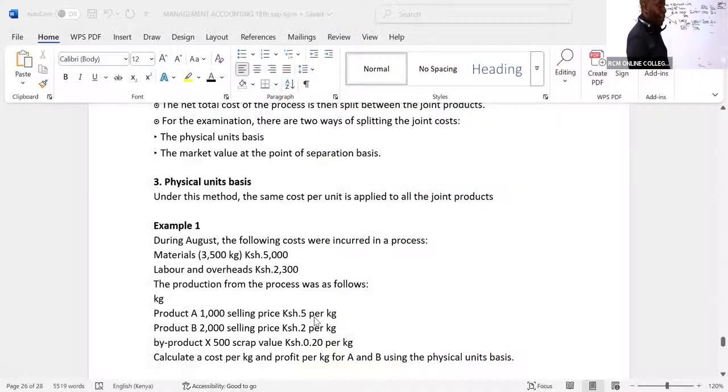So for A's selling price, I can see A is going for 5 bob. Then this other one is going for 2 bob. Yeah. And then give me profit per unit.